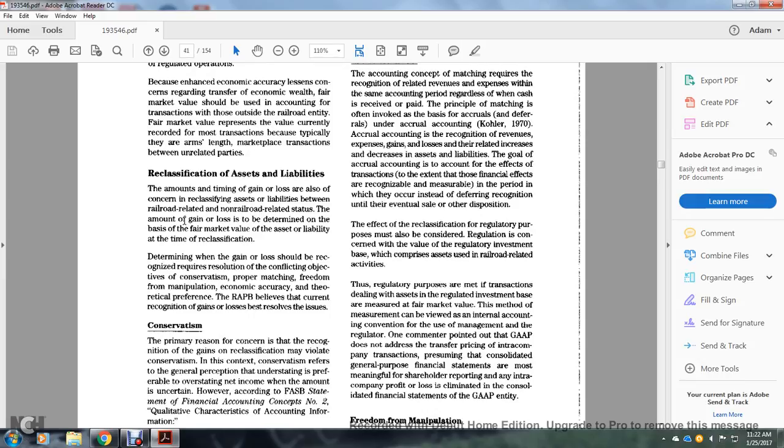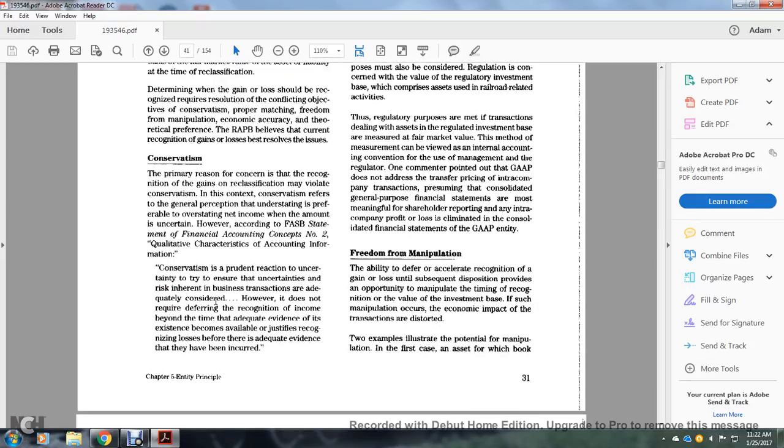Alright, reclassification of assets and liabilities. The amount of the gain or loss concerning the reclassification of assets and liabilities between railroad-related and non-related status is to be determined on the basis of the fair market value of its assets and liabilities at the time of the reclassification. Determining whether the gain or loss should be recognized requires resolving conflicting objectives: conservatism, proper matching, freedom from manipulation, accuracy, and theoretical soundness. The railroad accounting principle believes the current recognition of the gain or loss best resolves the issue.